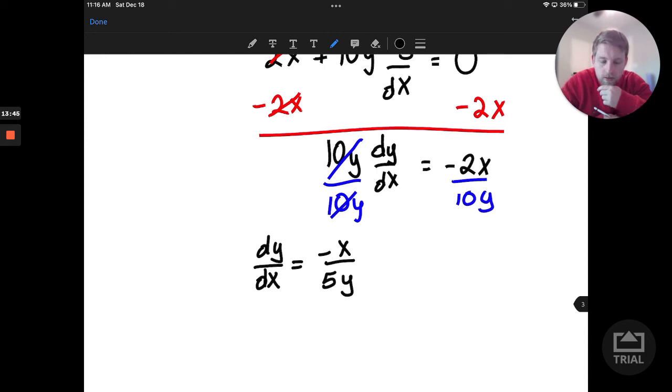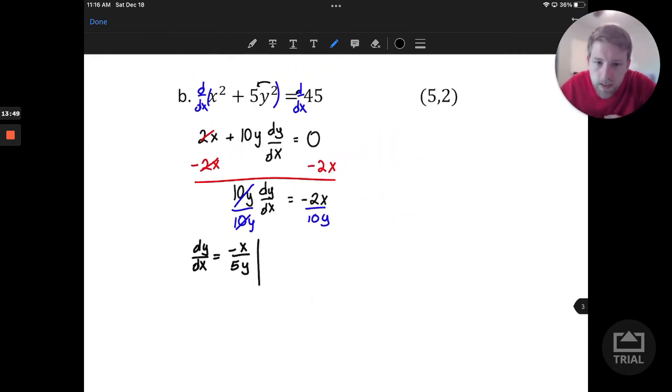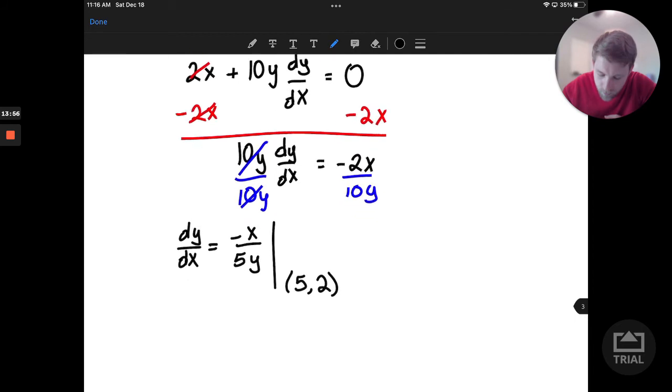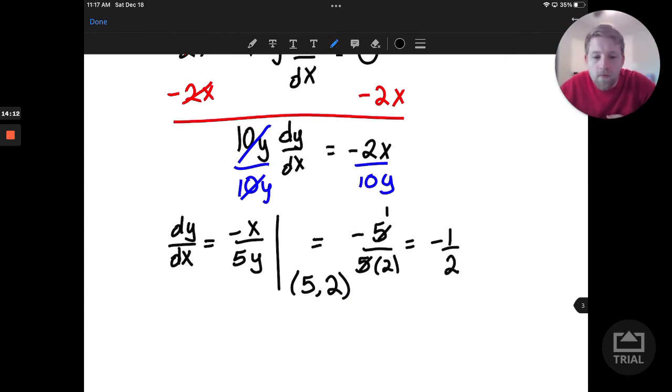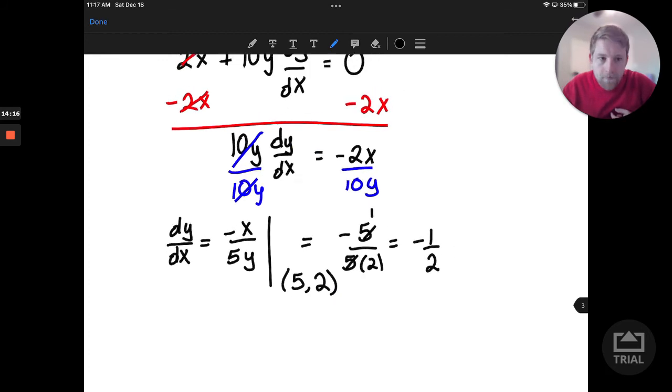So looking at this, we would like to, again, evaluate this at the given point. They give us that point 5, 2. So let's go ahead and evaluate x equals 5, y equals 2. So this would give us a negative 5 divided by 5 times 2, which gives us really a negative 1/2 in this case here. So there's our tangent line slope again, negative 1/2.